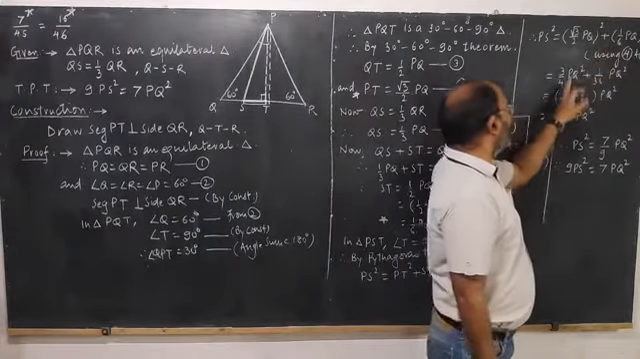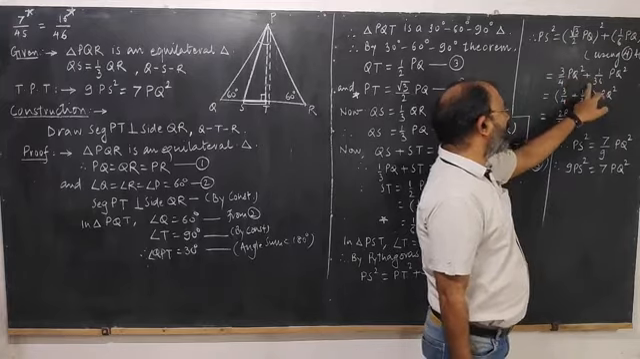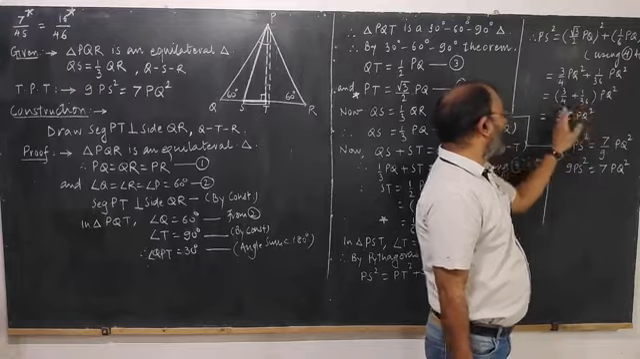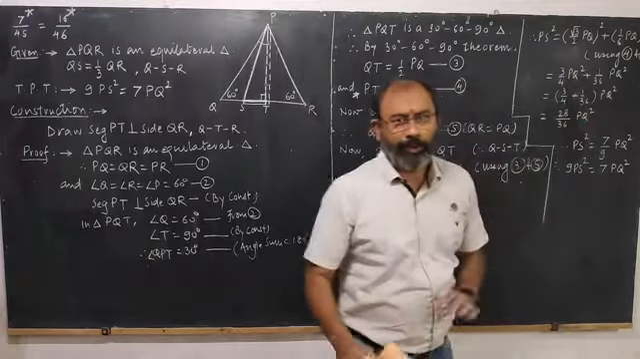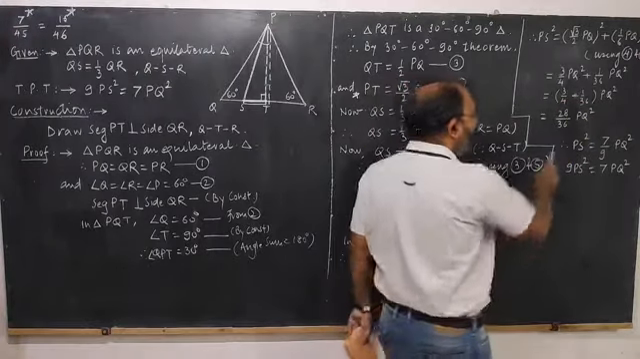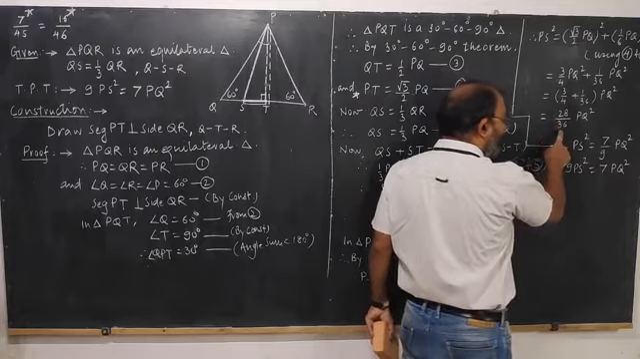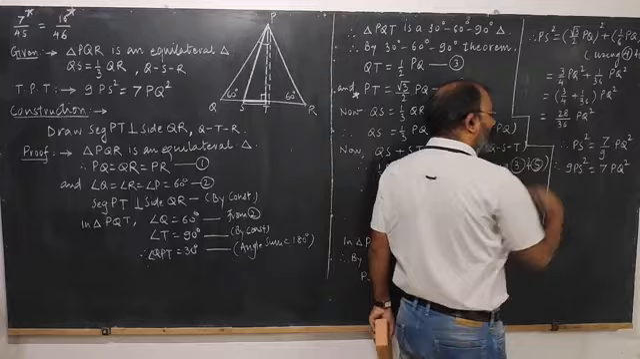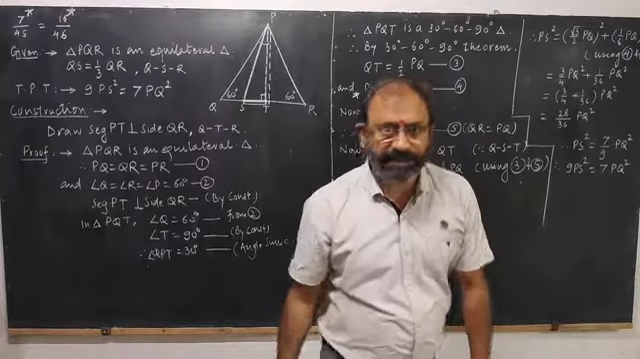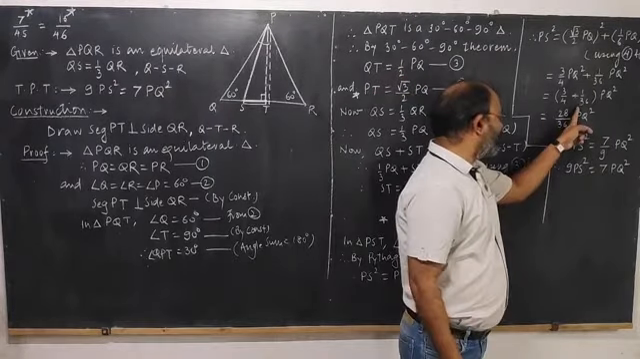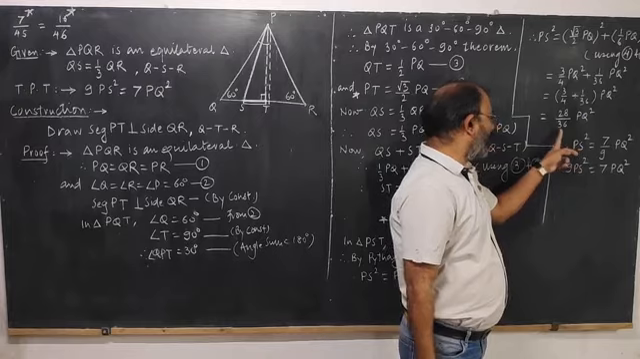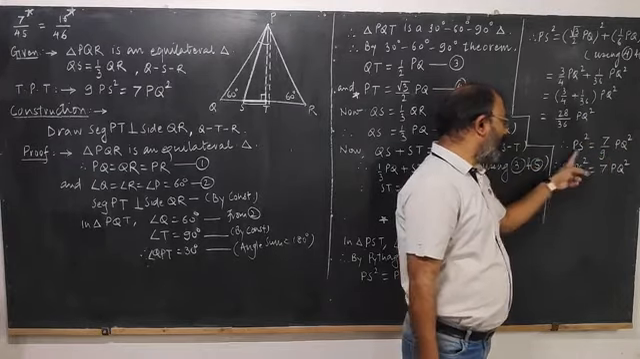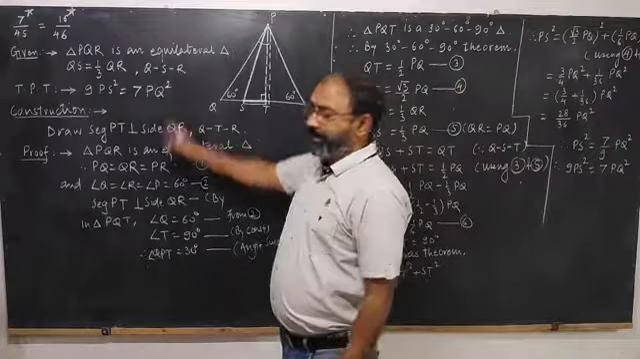Squaring this, you get 3/4 PQ square plus 1/36 PQ square. Take PQ square common. Simplify this. You know how to add fractions. So it comes out to be 28/36 PQ square. The common factor of 28 and 36 is 4. 4 7s are 28. 4 9s are 36. So you get 7/9 PQ square. Cross multiply, you get the required result.